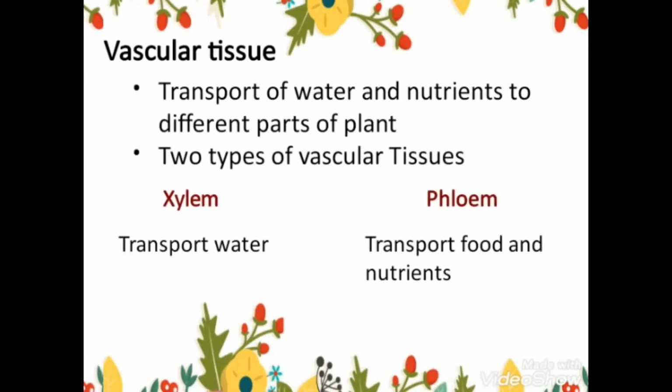Next is the vascular tissue. Vascular tissue is used to transport water, minerals and nutrients to the different parts of the plant. It has two types of tissues, xylem and phloem. Xylem tissue helps transport water throughout the plant body, and phloem transports food and nutrients to the plant.